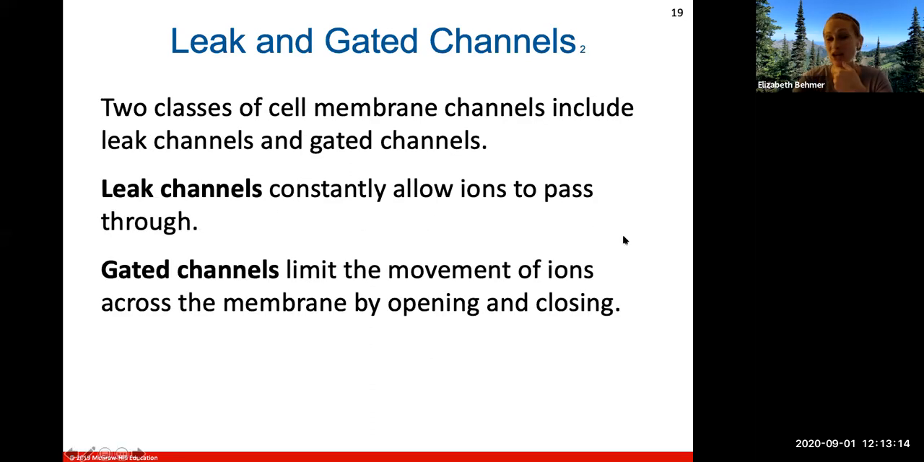There's two types of channels. They can be leak or gated. Leaking channels, just like a leaky hose or a leaky faucet, will be constantly open to allow ions to pass through. And gated channels, like the name says, will limit the movement of ions across the membrane, like with a gate-like mechanism by opening or closing the gate.